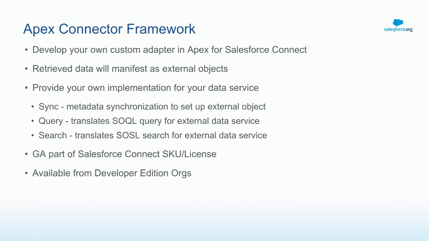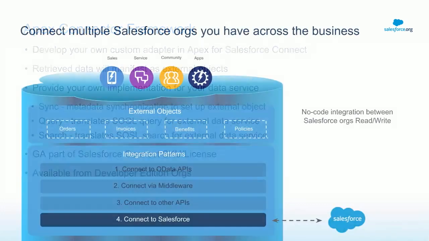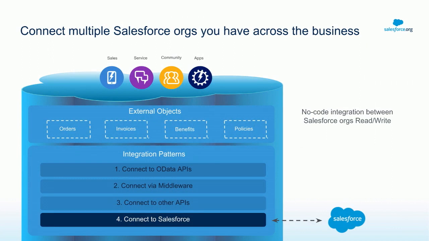Functionally, this would look the same as that external object that I described. You have the external object, behind the scenes it reaches out, it loads in real time your information, you're able to sync, query, search, all of that with the Apex adapter behind the scenes. What if you want to connect to another instance of Salesforce? That's not uncommon as well.